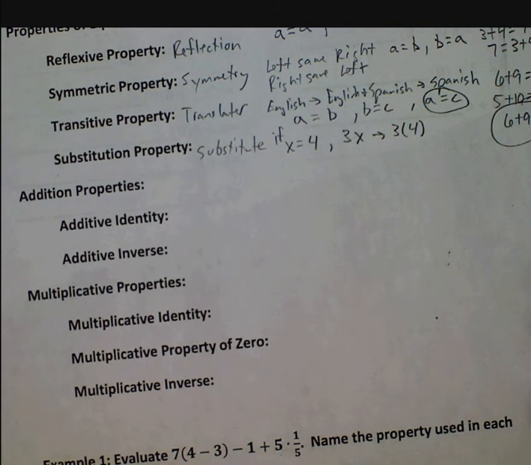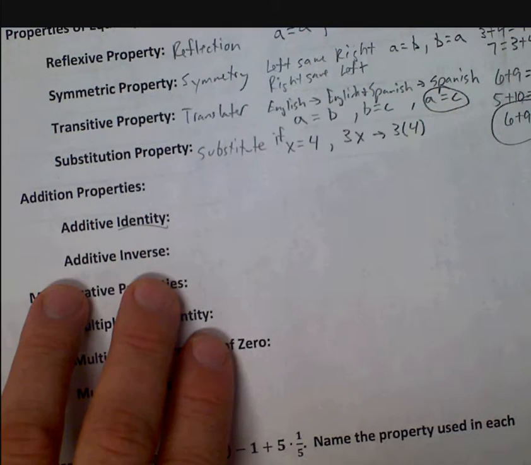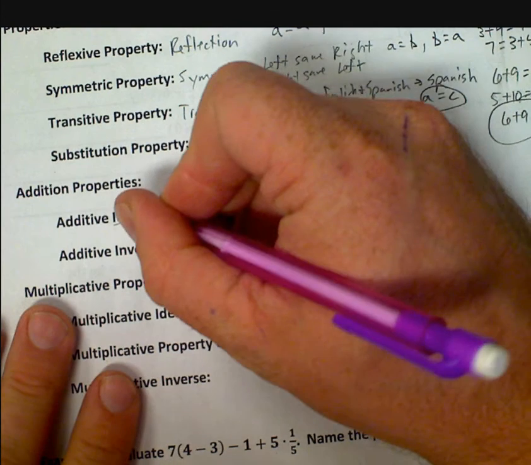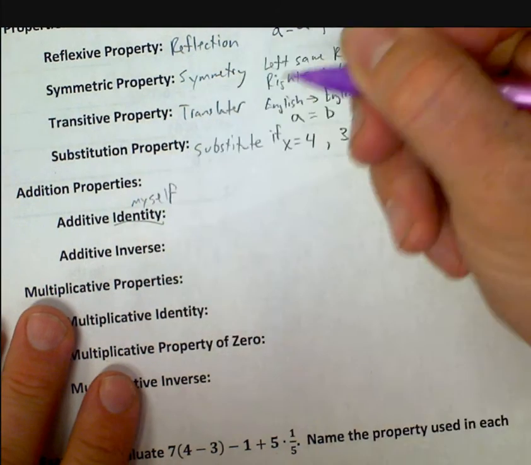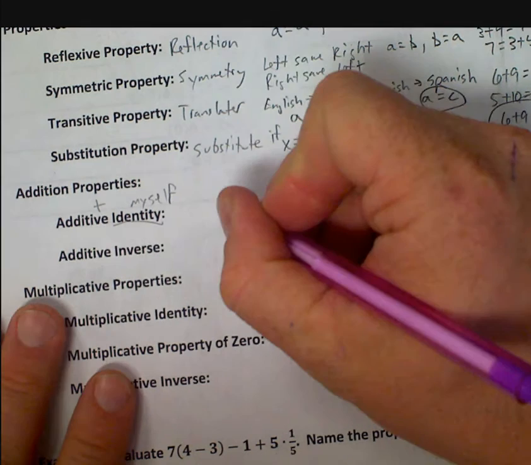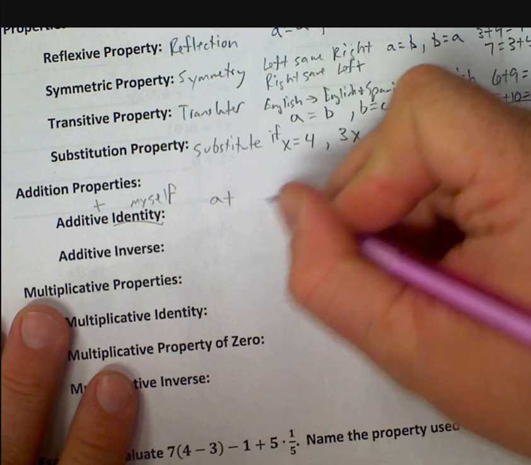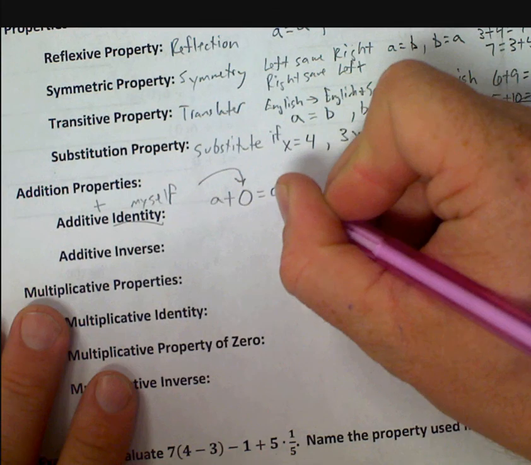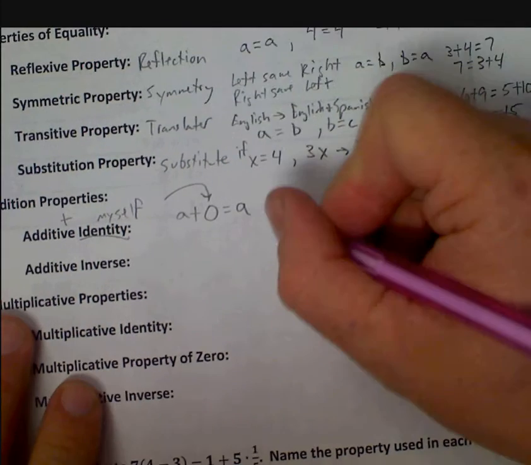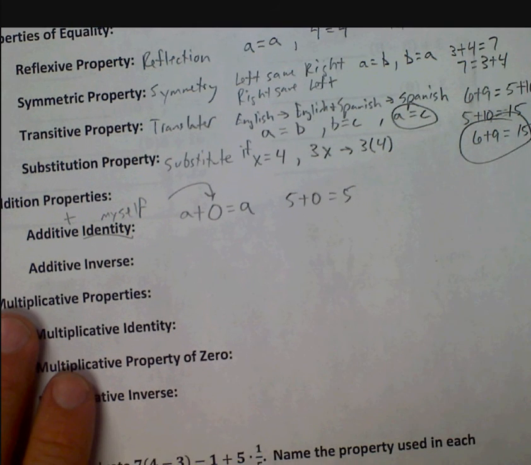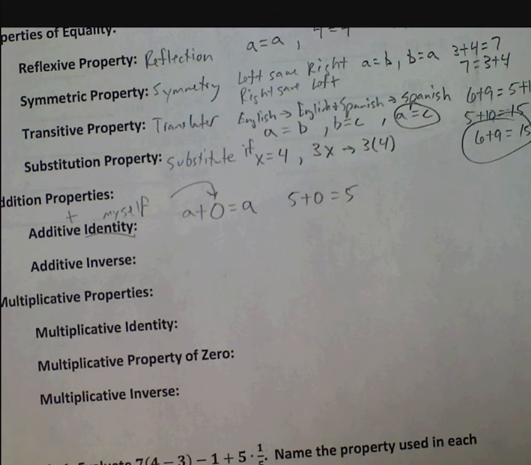So the additive identity. Identity means I get back myself. Additive means to add. What can I add to get back myself? So if I have a plus 0, that's what I can add to get back myself, a. So 5 plus 0 is 5. That is the additive identity. Anytime that I add 0, I get back myself.